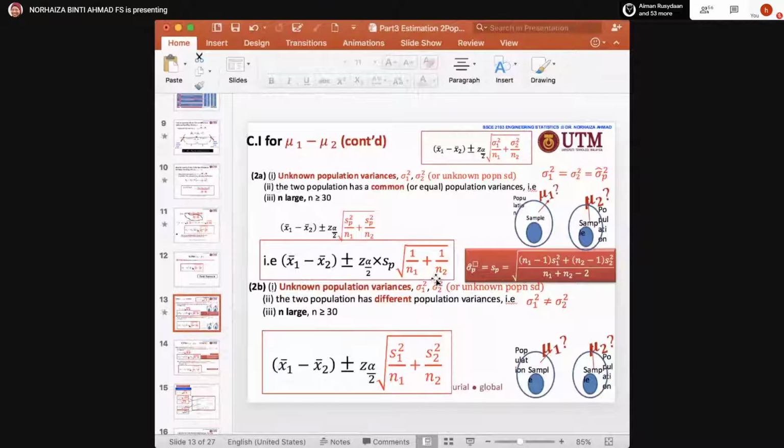But if they are not the same, then you just estimate by replacing the values sigma 1 squared and sigma 2 squared with S1 squared and S2 squared. Notice for this case, you've got n to be large. As I've shown before, with n large, the distribution that you're going to use is a Z distribution. Unknown population variance and n large, therefore it is a Z distribution.